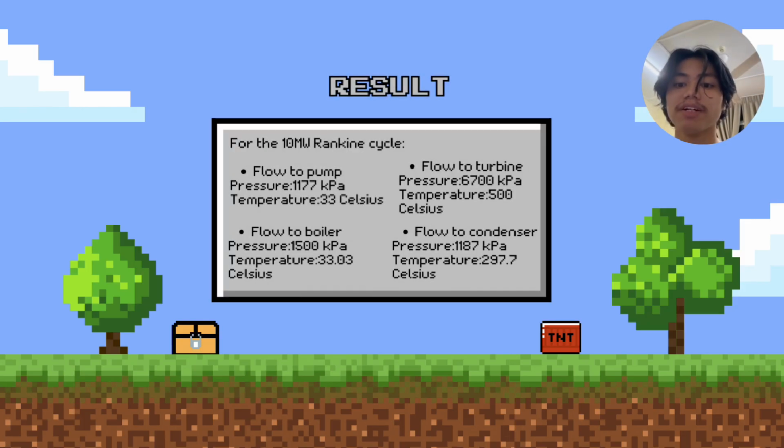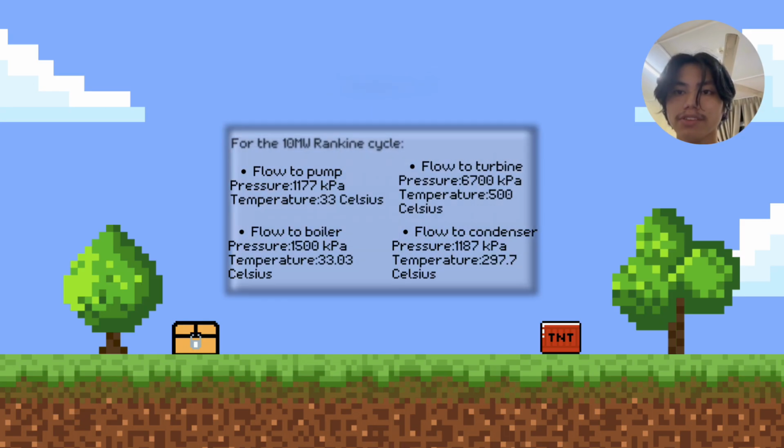For the 10 megawatt Rankine cycle, the flow to pump stream has a pressure of 1,177 kilopascal with a temperature of 33 degrees Celsius, and the stream for the flow to boiler has a pressure of 1,500 kilopascals with a temperature of 33.03 degrees Celsius. Then the flow to turbine has a pressure of 6,700 kilopascals with a temperature of 500 degrees Celsius. And then the flow to condenser has a pressure of 1,187 kilopascal with a temperature of 297.7 degrees Celsius.